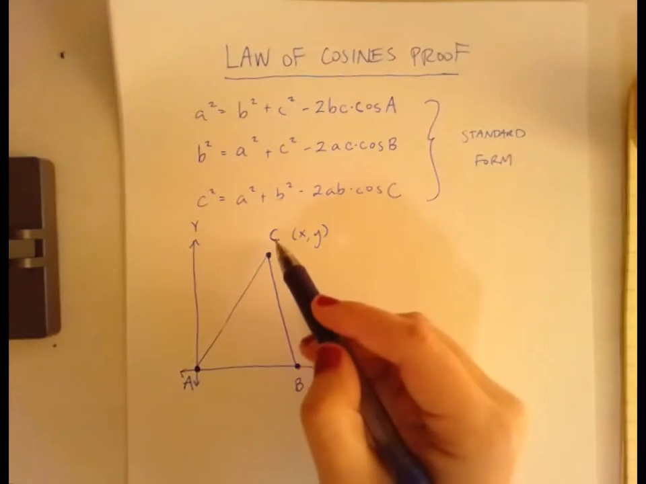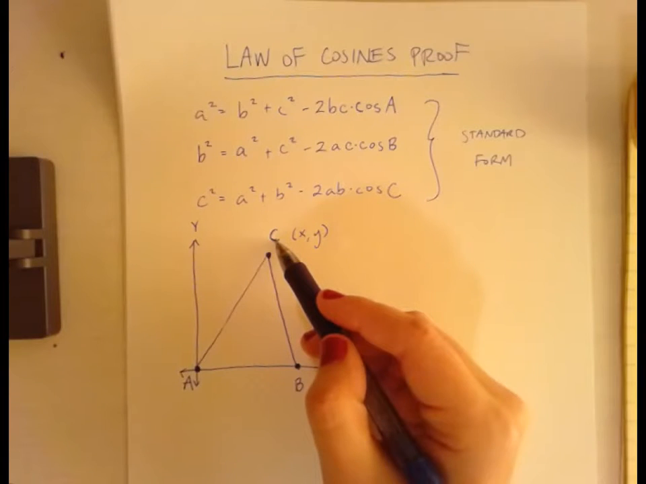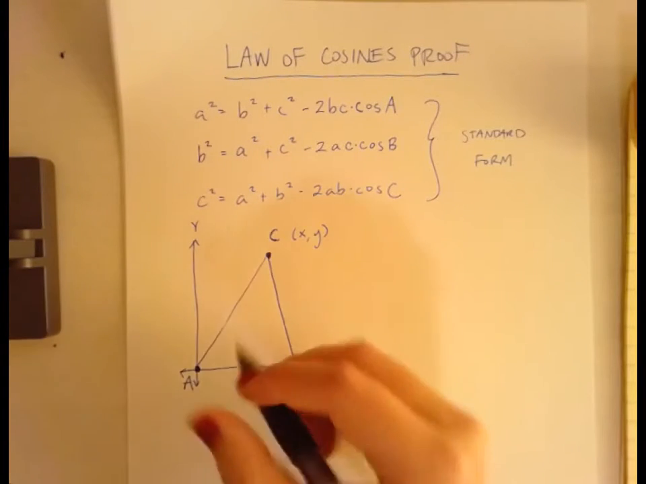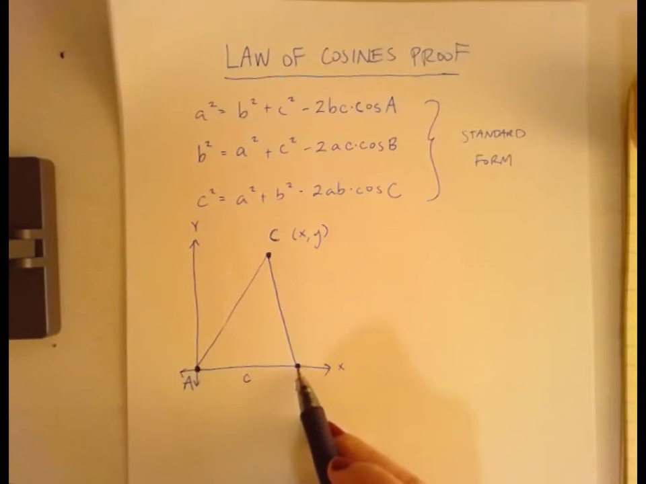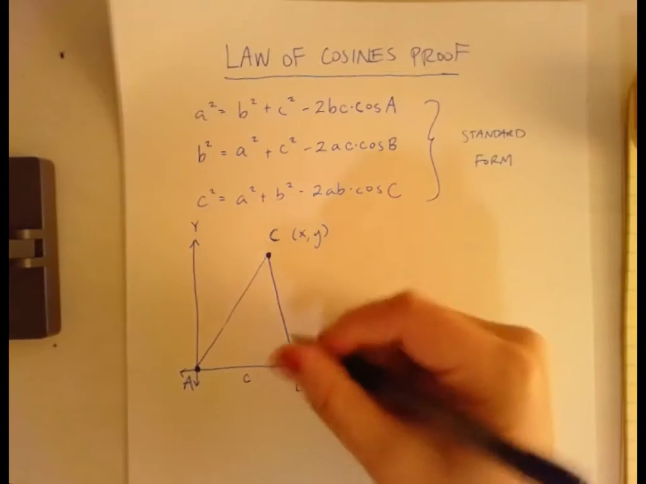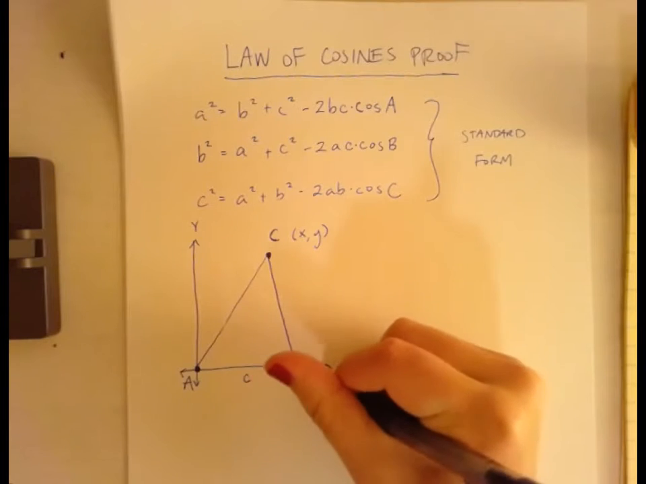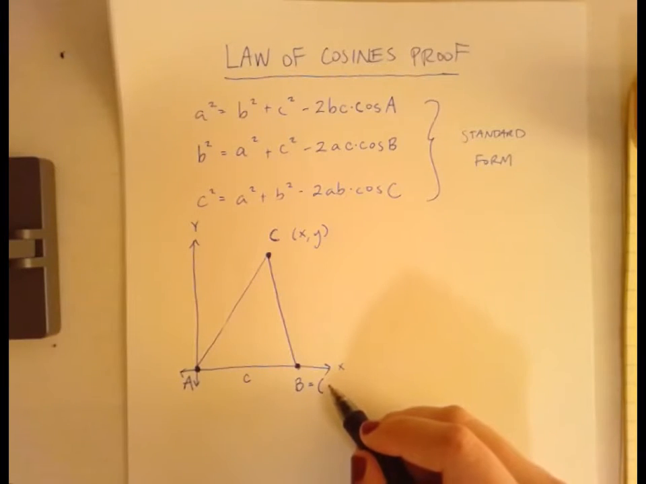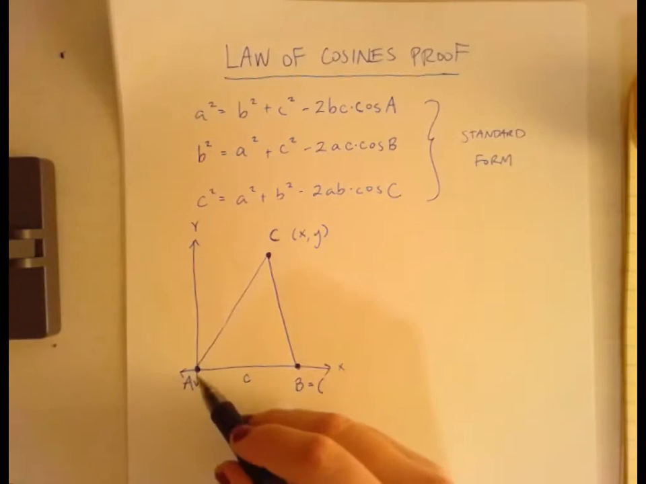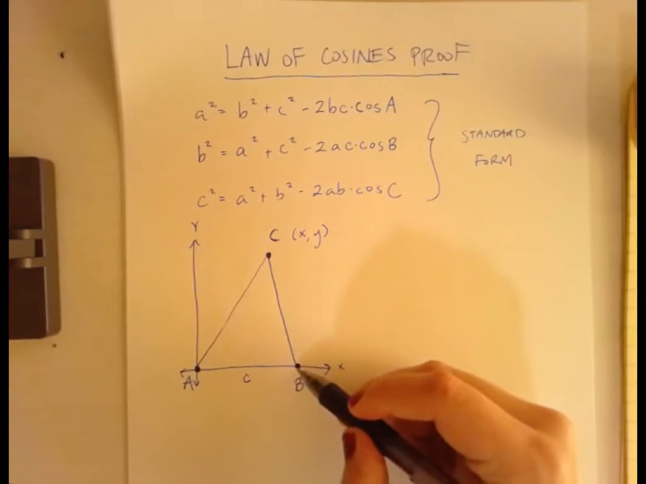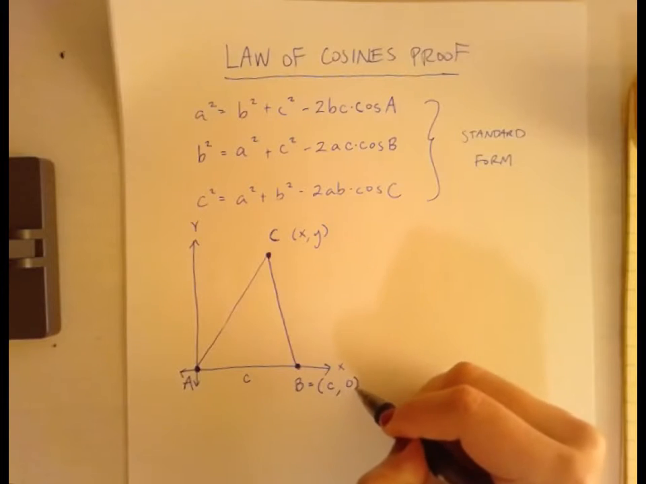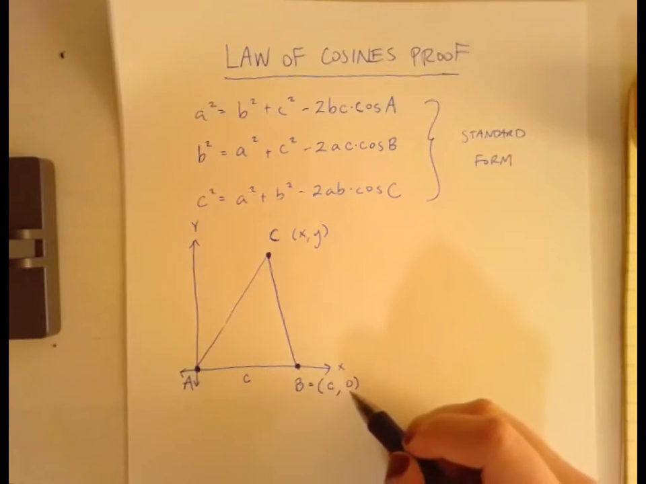Over here, keep in mind, opposite the angle C is always the side length, C. So that means this length horizontally is C. So what I can say for B then is, instead of writing x, I can actually write C, because that represents the horizontal length here, C. And then the y value here is 0. Right, I'm still on the x-axis, so the y value is 0.